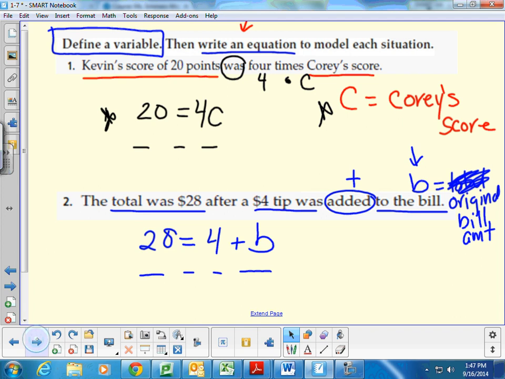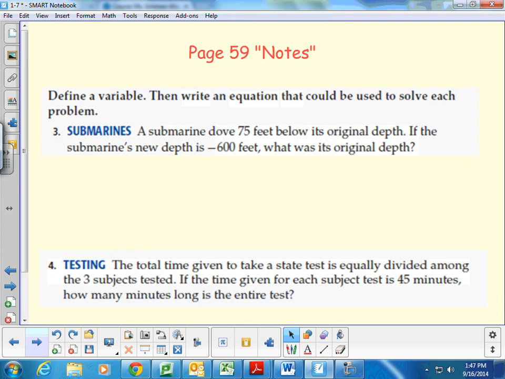We're going to do a couple more examples, and then I'll send you on your way to get ready for class and do your NICU. Again, we're going to pay very close attention. We need a defined variable. If the directions say that and you don't have it, then you didn't follow those directions.